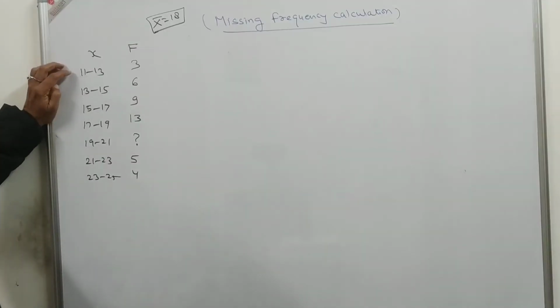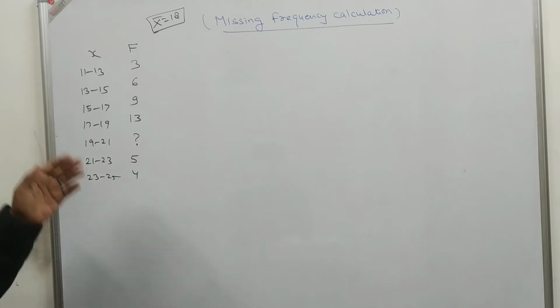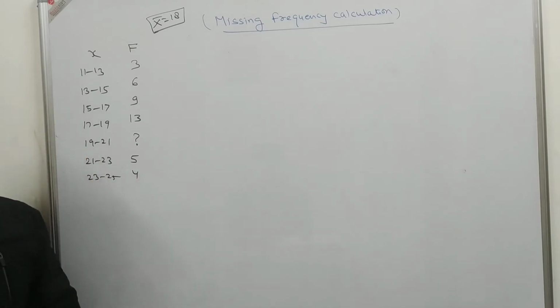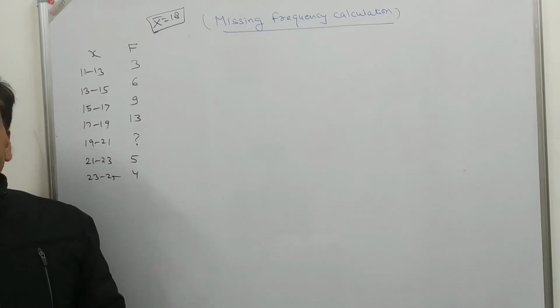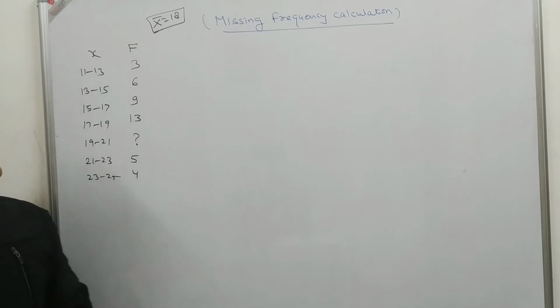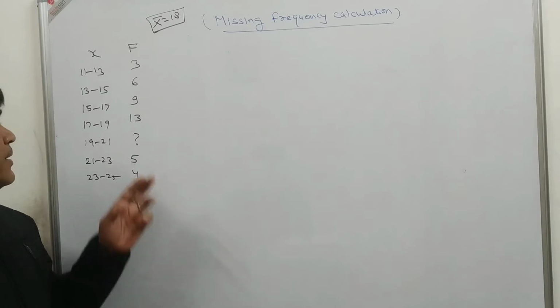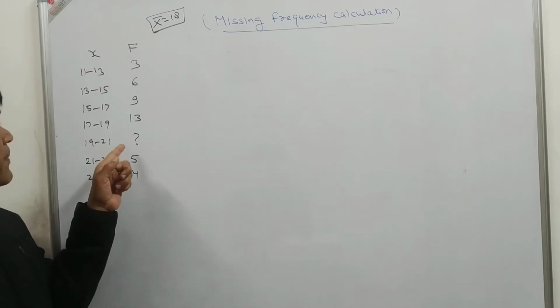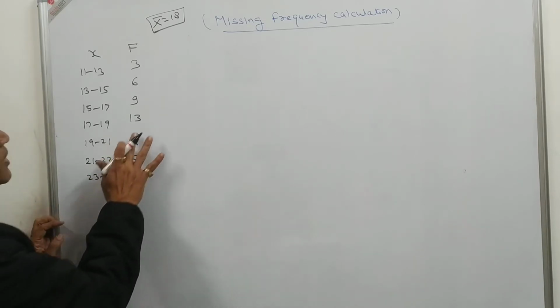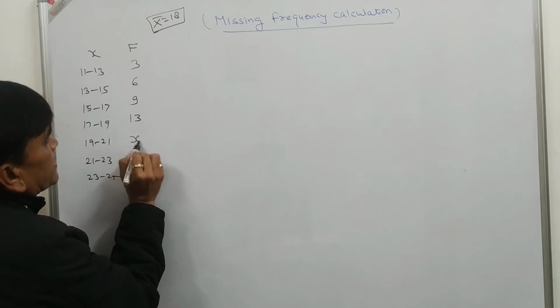The class intervals are given as 11 to 13, 13 to 15, 15 to 17, 17 to 19, 19 to 21, 21 to 23 and 23 to 25. The frequencies given are 3, 6, 9, 13, and 5, 4. We have to calculate the frequency that is missing. Suppose this frequency is x.